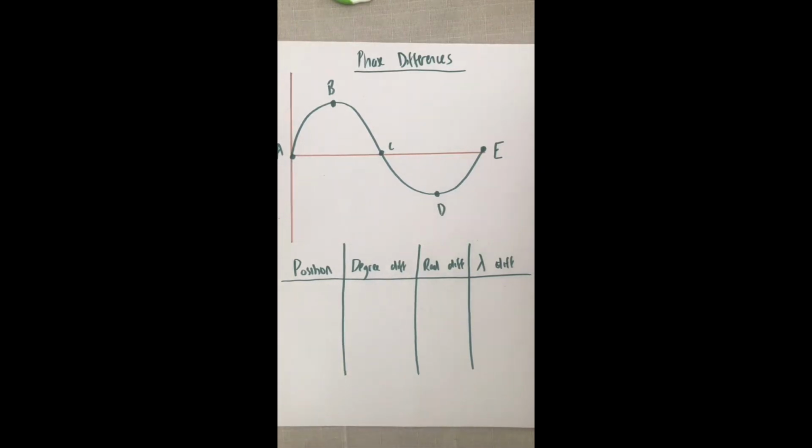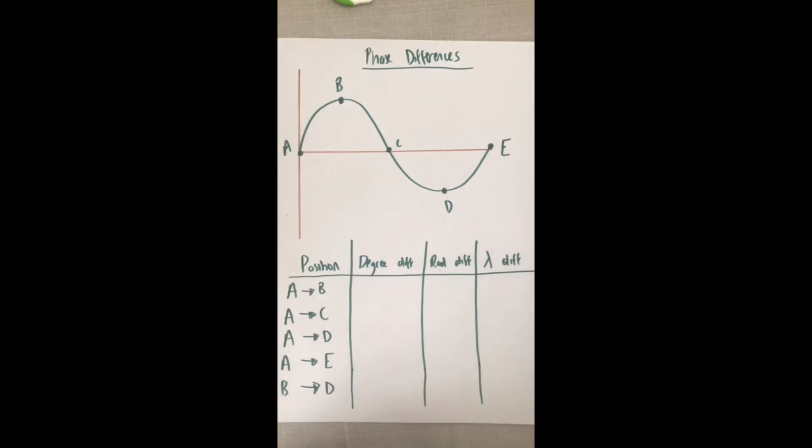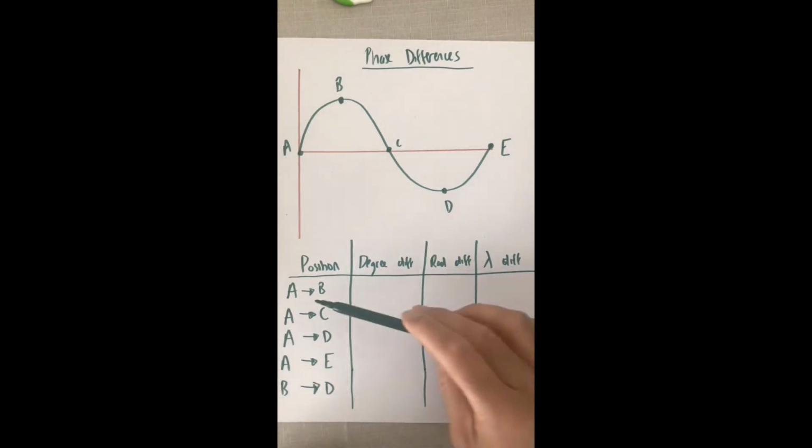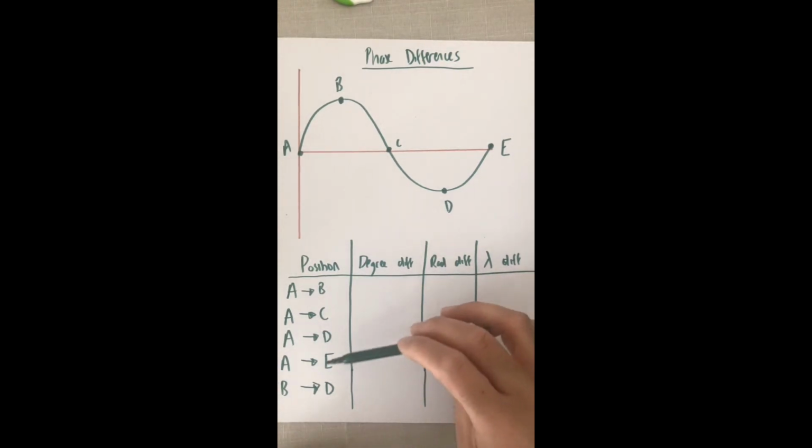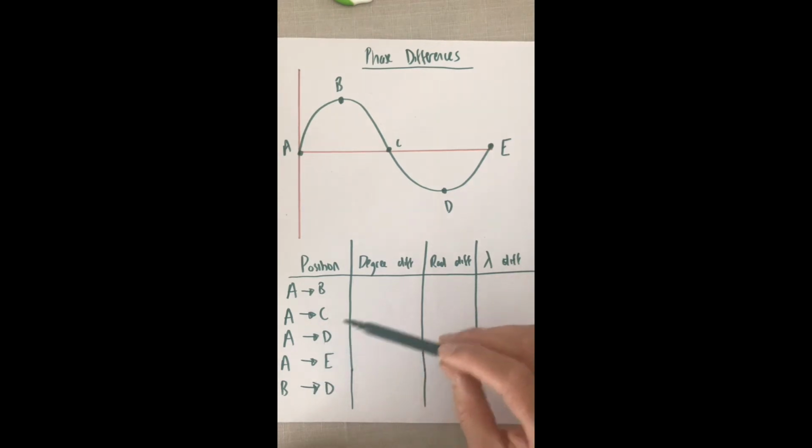Right, in this video we're going to be looking at a transverse wave, and I've labelled on here 5 different points, A, B, C, D, E. So we're going to have a look at the difference in degrees, radians, and also the wavelength of these points. So we're going to go from all of these points. Right, we're going from A to B, A to C, A to D, A to E, and B to D, just as some examples to show you the difference in degrees, radians, and wavelength.